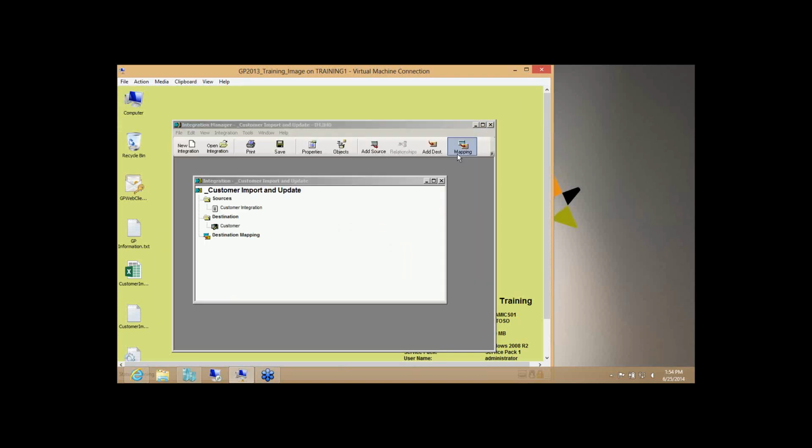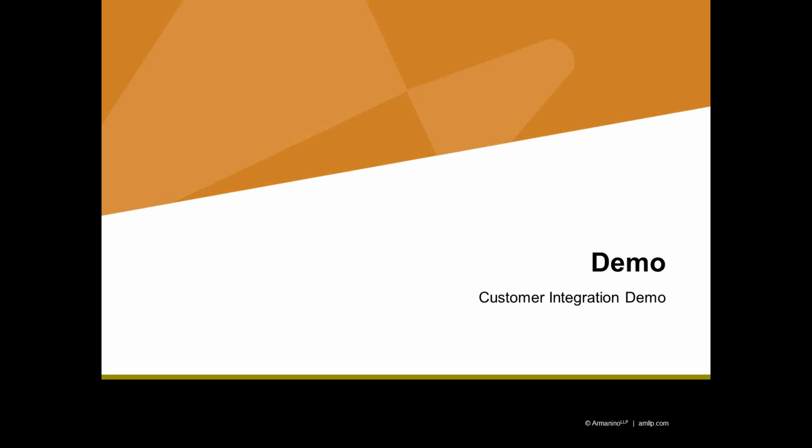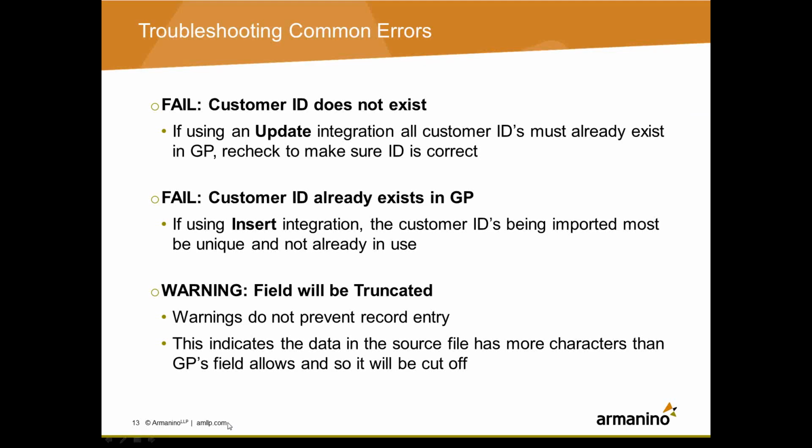Okay, let's go ahead and go back to our presentation. I'll go over some common errors and how to troubleshoot them. One of our common errors that does come up is that the customer ID does not exist. This is another one where we want to click on the name of the integration, right-click it, go to Properties, and make sure that we are doing that update.